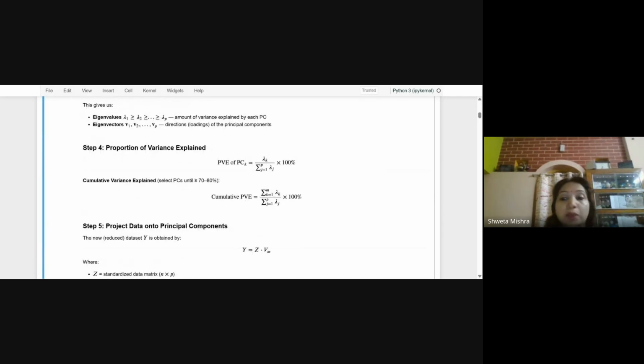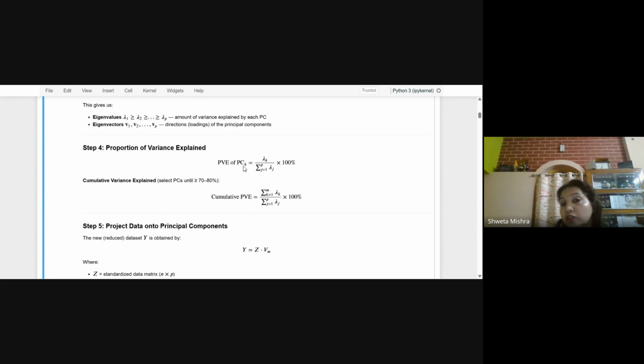Now, this is another important topic: how we are going to calculate the percentage of the principal components. For that, we have the proportion of variance explained, PVE. Suppose we have 8 variables in the original data set. For all those 8 variables, we calculate their percentages with different algorithms and rules, and then there is the cumulative one.